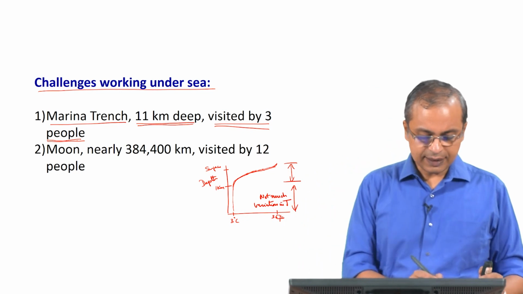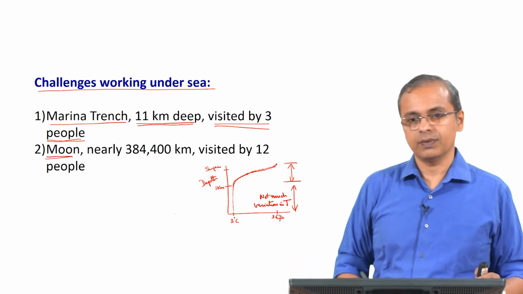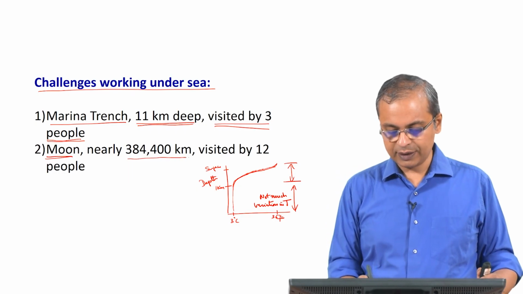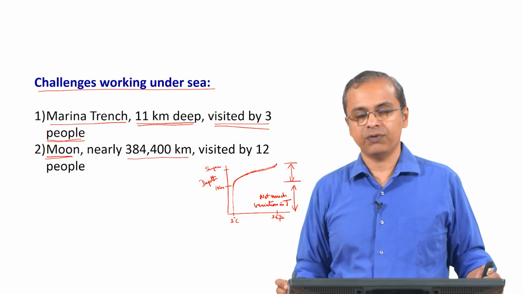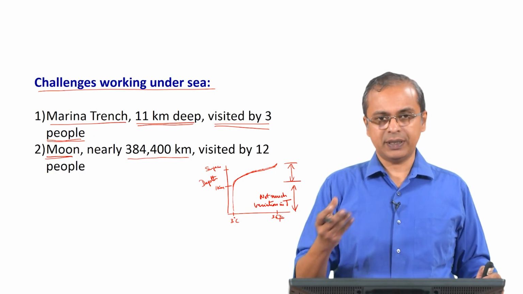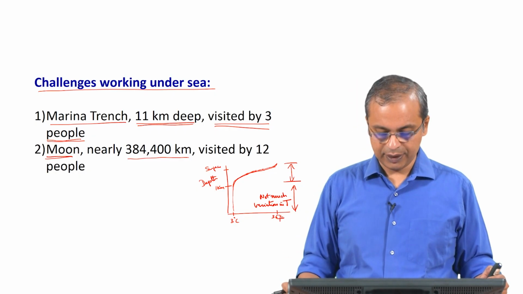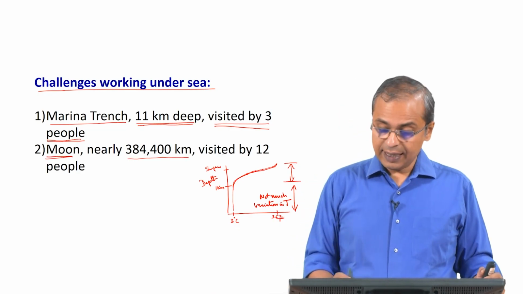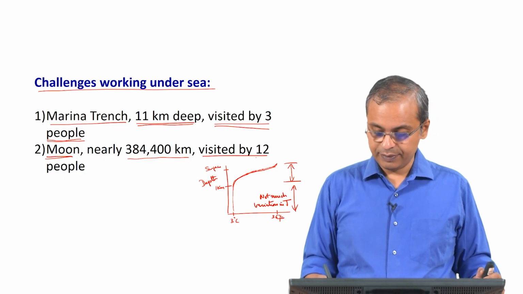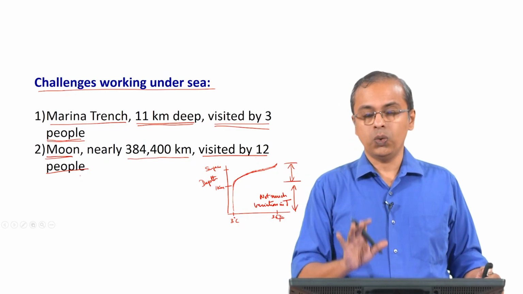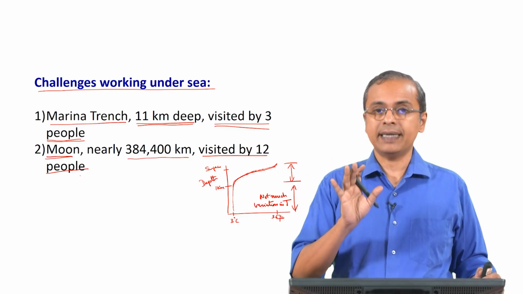Now, if you contrast that with the moon, that is 384,000 kilometers away. So, not really half a million, but approaching that, approaching half a million kilometers, that kind of a distance. This has been visited by 12 people. There are 12 humans who have landed on the moon.